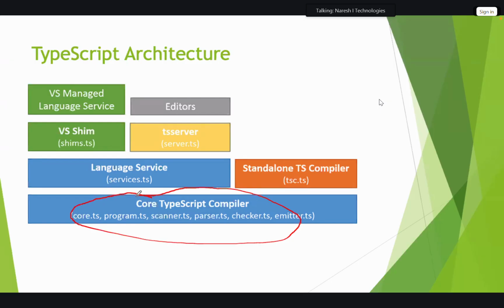What is the purpose of a compiler? You know, the compiler's purpose is identifying the syntax, verifying the code blocks, and managing conversion of data types, input and output. All of these are managed by the compiler. In the compiler, you can see there are some files: core.ts, program, scanner, parser, checker, emitter.